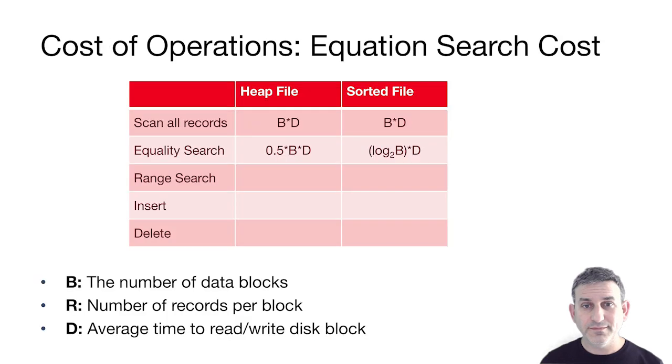Okay, so filling that in, for the heap file, an equality search we said you go through about, on average, on expectation, half of the pages, so that's 0.5 B D. And for the sorted file, it's log base 2 of B times D. In both cases, we multiply by D. That's the average time to read or write a disk block.